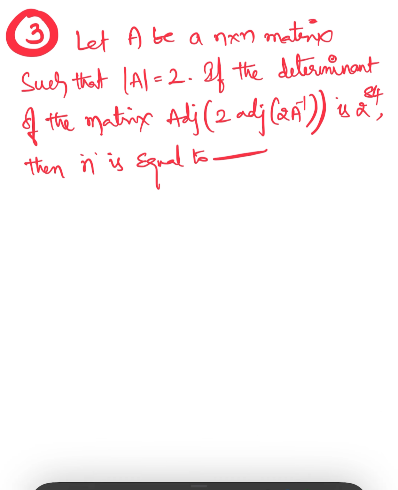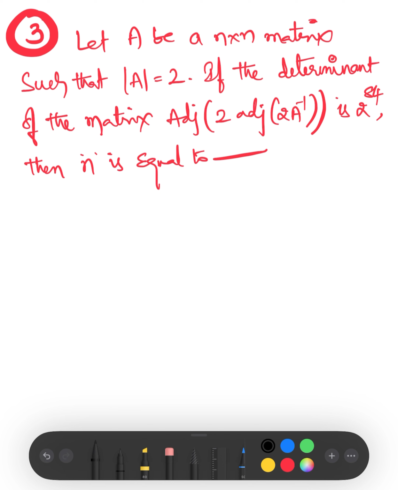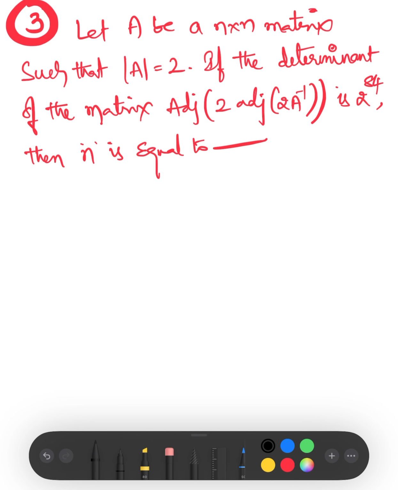In case of the second question, see this one, it's very similar to that, but here they didn't mention the order. What they have given is n only. Here we need to find the value of n finally, but here they have given det A, which is 2. Let A be an n by n matrix such that det A equals 2. If the determinant of the matrix adjoint of 2 times adjoint of 2A inverse equals 2 power 84, we need to find the value of n.